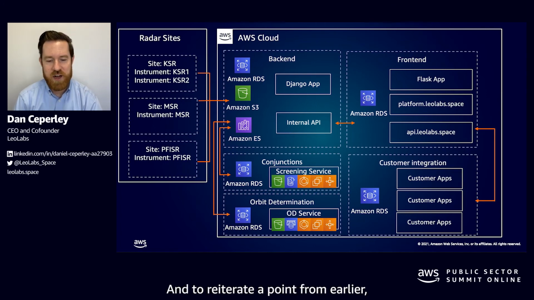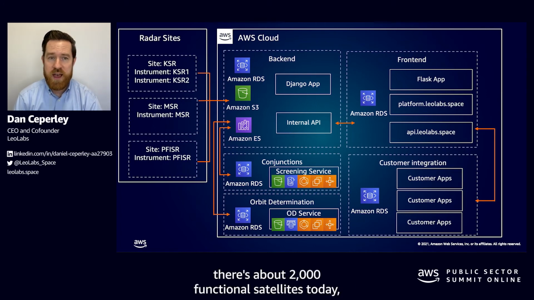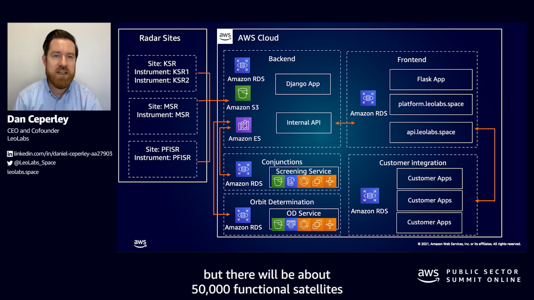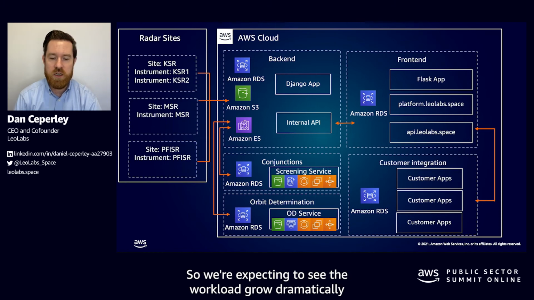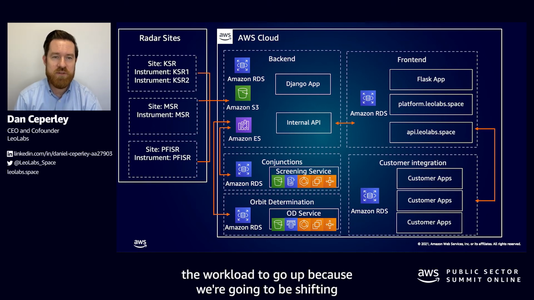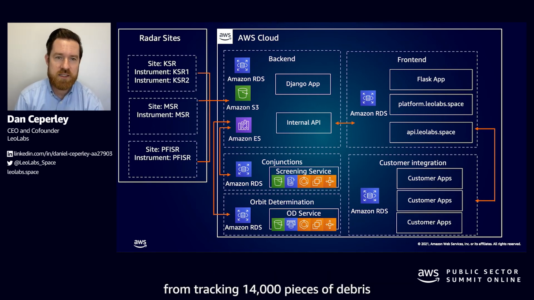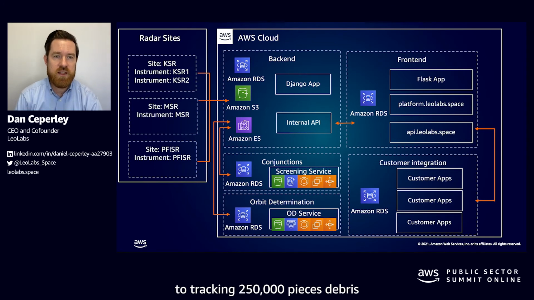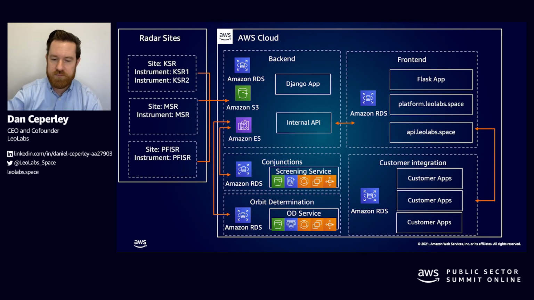And to reiterate a point from earlier, there's about 2,000 functional satellites today, but there'll be about 50,000 functional satellites in the next 3 to 5 years. So we're expecting to see the workload grow dramatically simply by the new launches. But we're also expecting the workload to go up because we're going to be shifting from tracking 14,000 pieces of debris to tracking 250,000 pieces of debris over the next couple years as well.